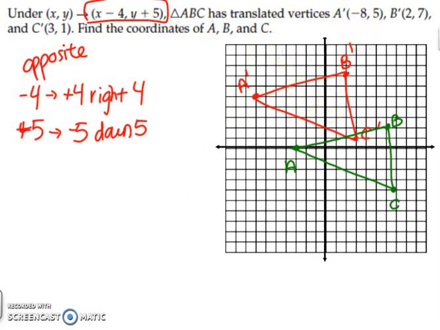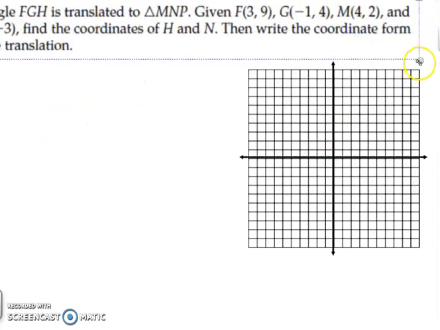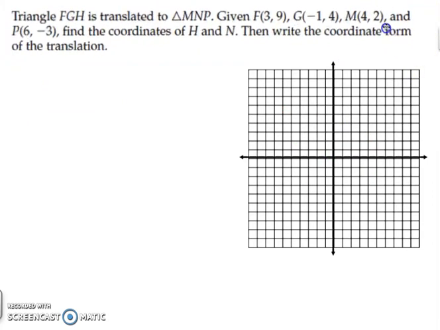Now let's talk about another way. So we're going to do this one together and then you're going to try the last two on your own. So I have triangle FGH and that is moved to triangle MNP. So that's something to notice. You don't always have to move to a new prime image. It can have just different letters as well.